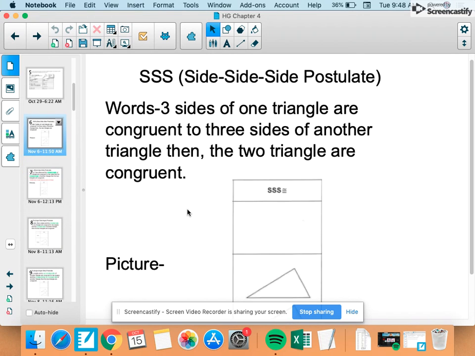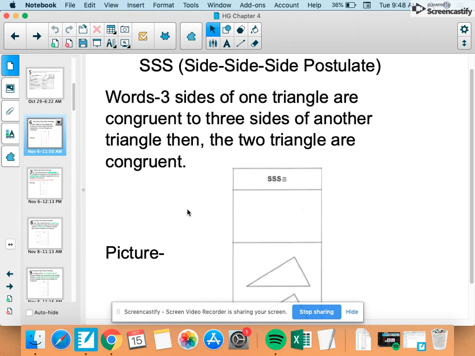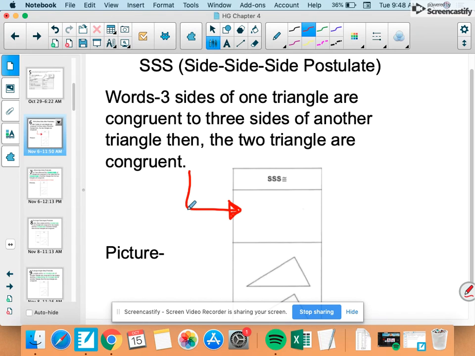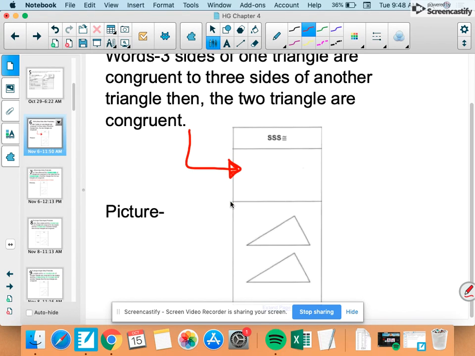The first one is called side, side, side. Where it says words, you're going to put that in your first box here. Side, side, side says that if three sides of one triangle are congruent to three sides of the other triangle, then the triangles are congruent. Again, that's not saying any angles are congruent. We're just saying the three corresponding sides are congruent. The picture would look like this, so we would have dashes here. If the corresponding sides are congruent, then we could say that those triangles are congruent.